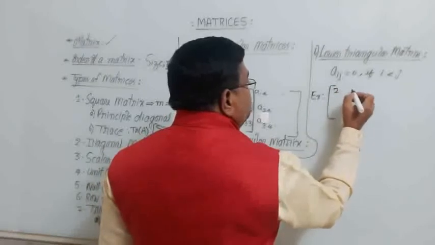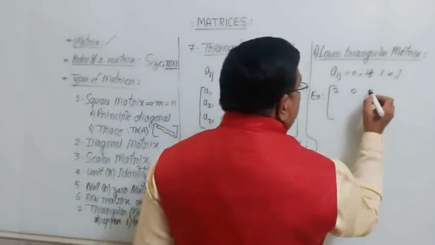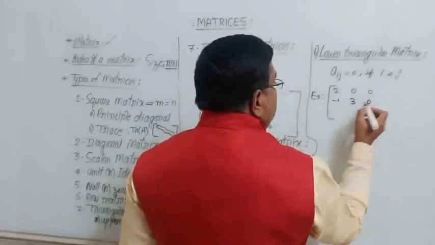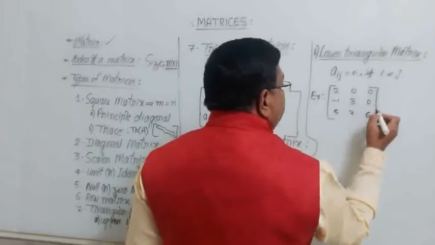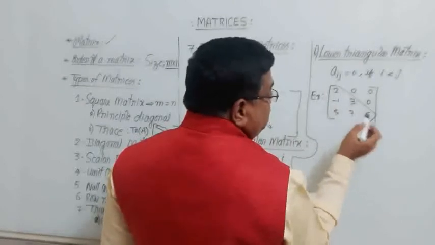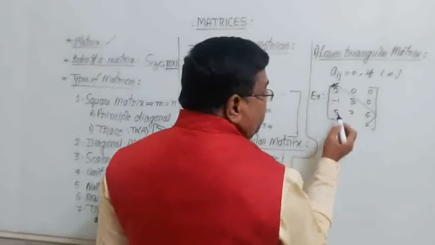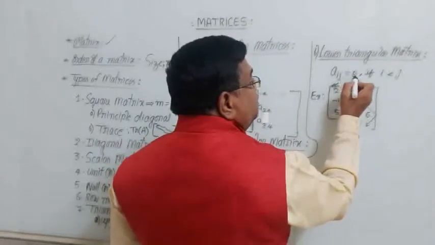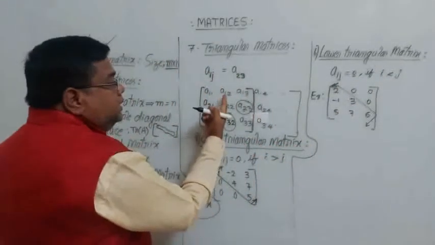Suppose 2, 0, 0, then -1, 3, 0, then 5, 7, 6. Including the diagonal again, it is in the form of a triangle, but it is called lower triangular. Which elements are zeros here? Where i is less than j. Observe here, i is less than j.